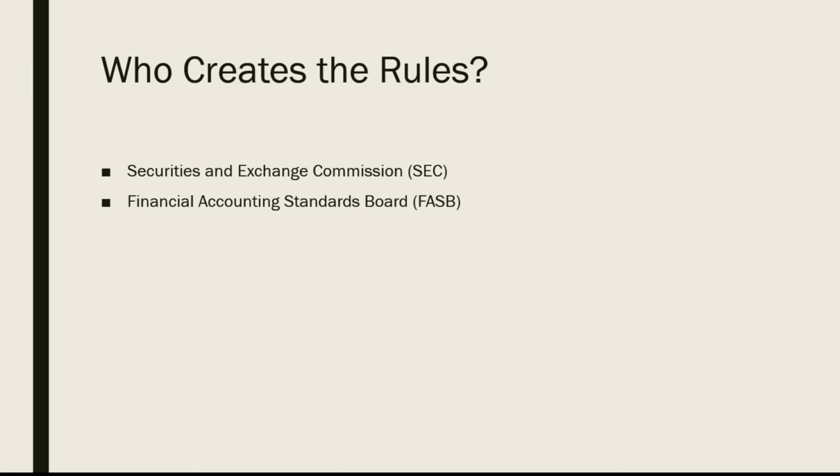So the FASB creates the standards, but the Securities and Exchange Commission has the authority to override anything the FASB does. They do not generally do that. Normally, they just go with whatever the FASB creates. But they are also more of the enforcement arm, the Securities and Exchange Commission is. So the FASB creates the standards, the Securities and Exchange Commission enforces those standards.